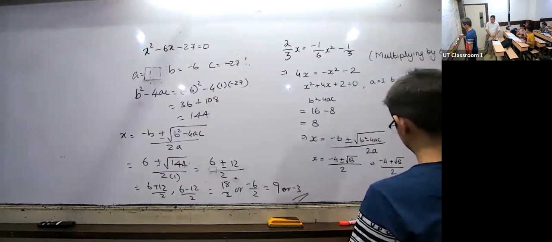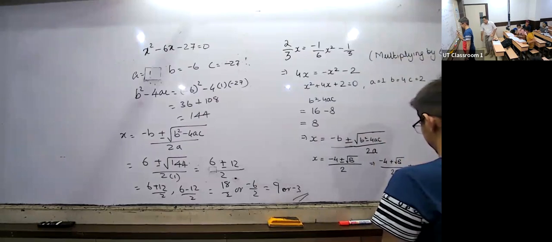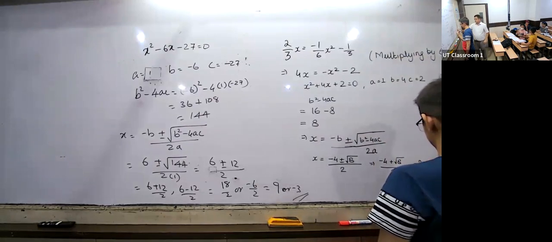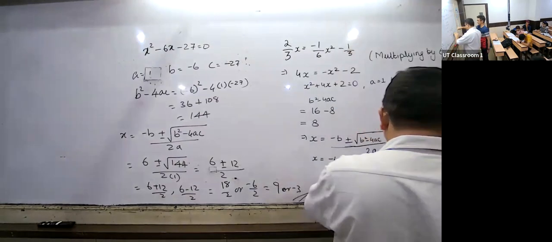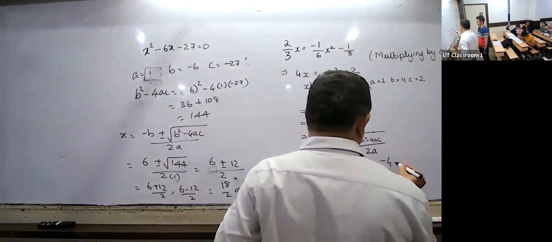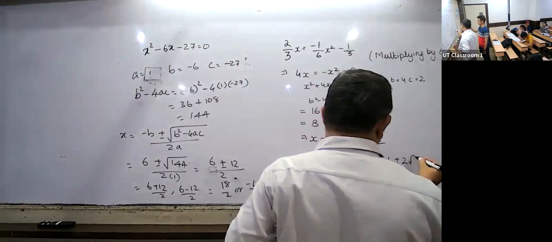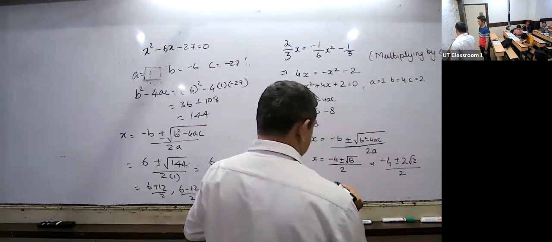Done. Where is plus minus? Minus is plus. No. What is minus? LCM is equal to 6. So we get the root.